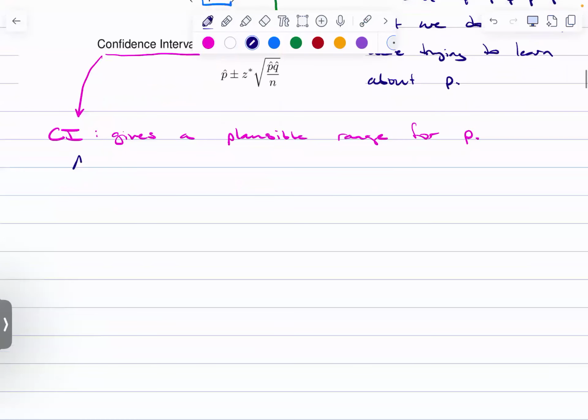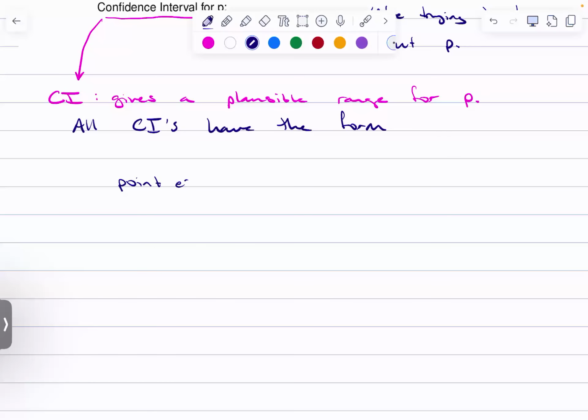So all CIs have the form of a point estimate, your best guess, plus minus some critical value times the standard error of the point estimate. The critical value is that Z star.